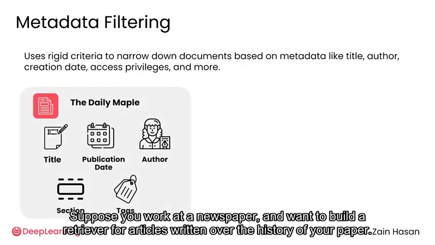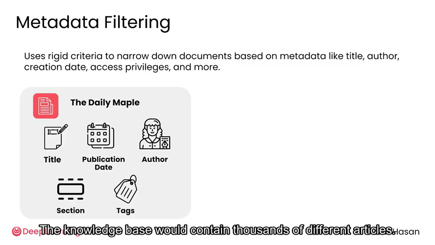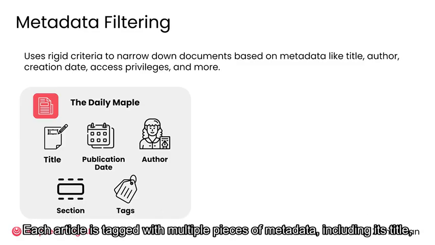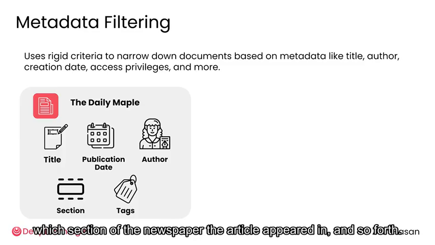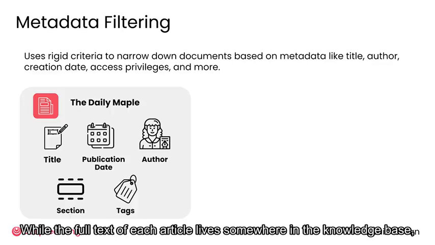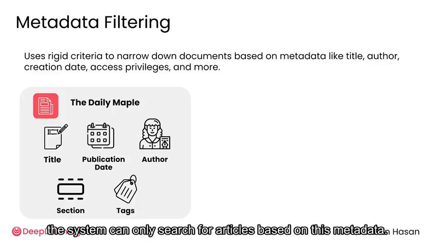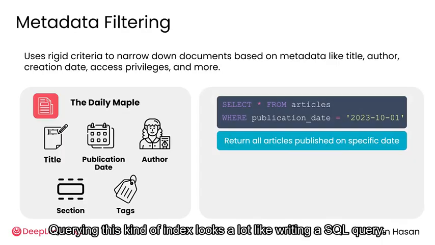Suppose you work at a newspaper and want to build a retriever for articles written over the history of your paper. The knowledge base would contain thousands of different articles. Each article is tagged with multiple pieces of metadata, including its title, the date the article was published, the author of the article, which section of the newspaper the article appeared in, and so forth. While the full text of each article lives somewhere in the knowledge base, the system can only search for articles based on this metadata. Querying this kind of index looks a lot like writing a SQL query.